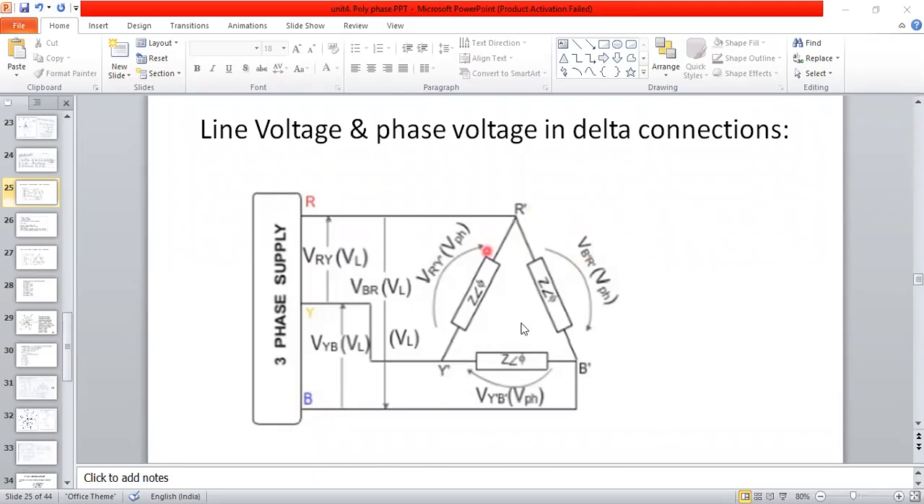Is there any neutral point here? Neutral point hai kya isme? No. No neutral point. Okay.